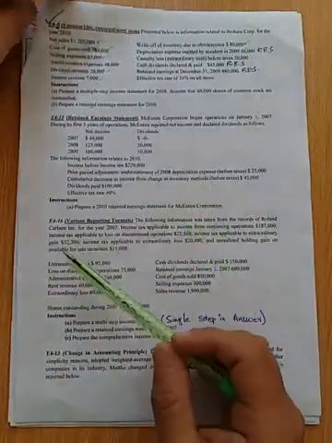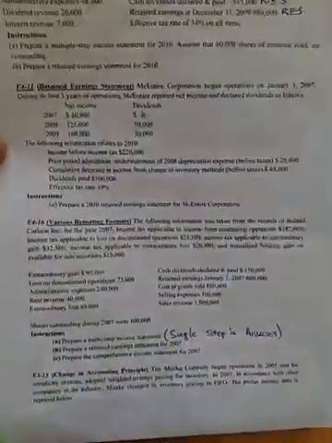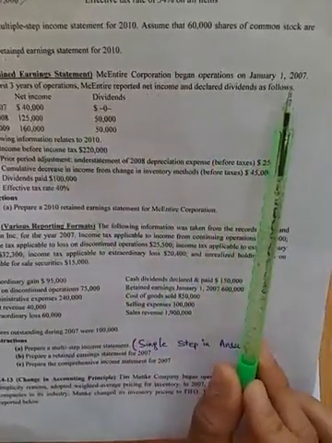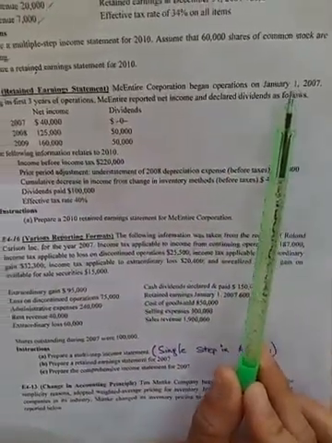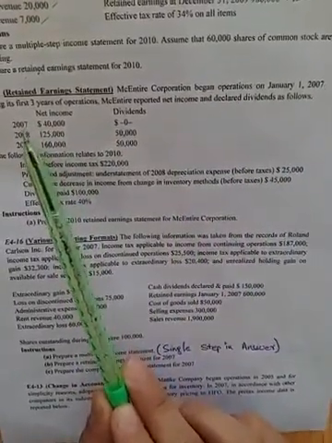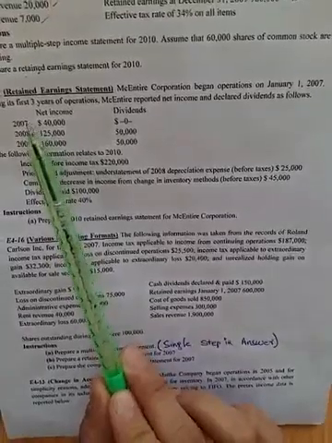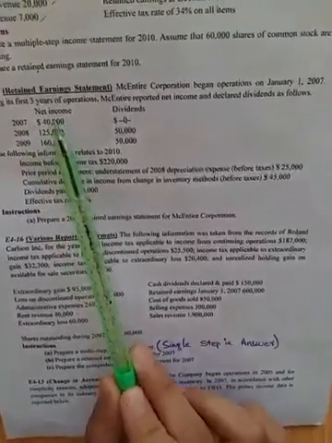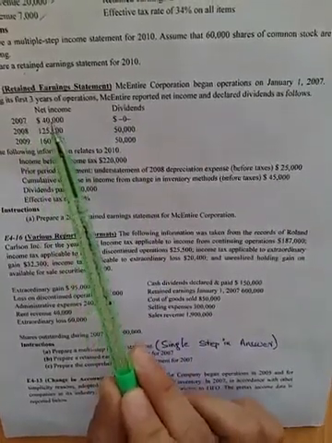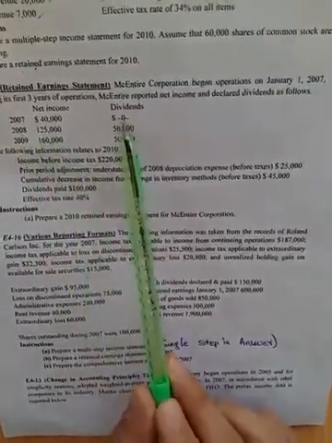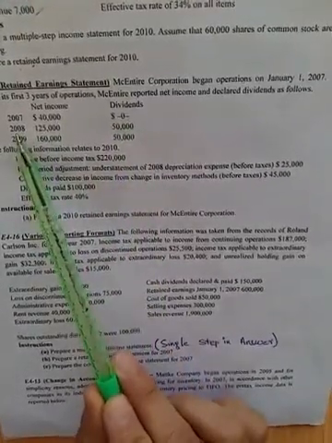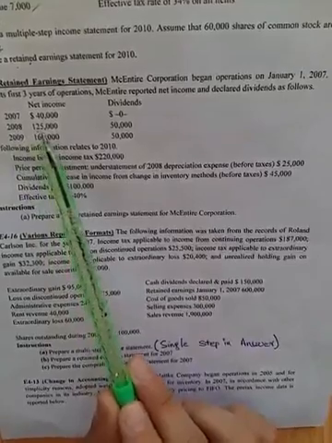So let's go through the numerical, and see what the requirements are. The company, McIntyre Company, began its operation on 1st of January 2007. And what they did is they earned some net income profits, and they have paid dividends as well. So in 2007 they had an income of $40,000, and they did not pay any money out of that income to the shareholders. Then in 2008 they had an income of $125,000.